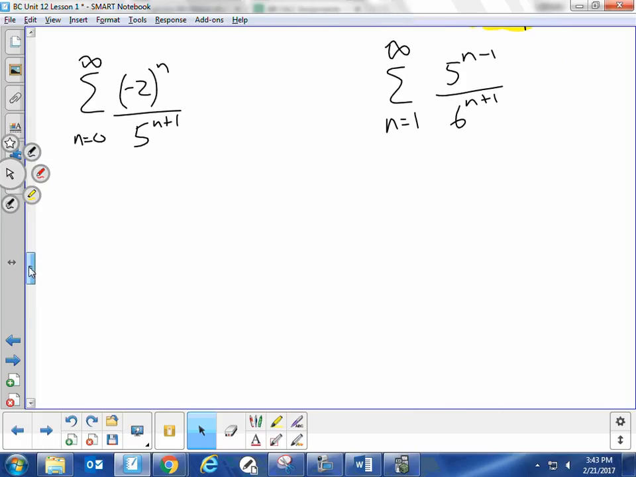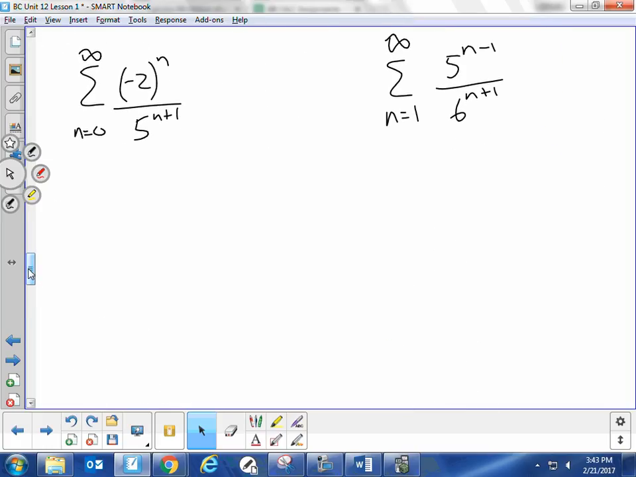Your turn. Figure out if these series converge or diverge. If they converge, find the sum.